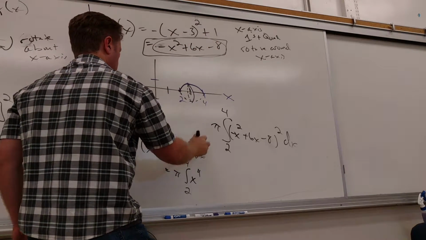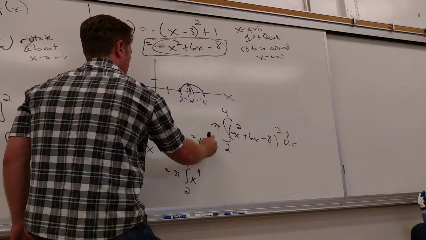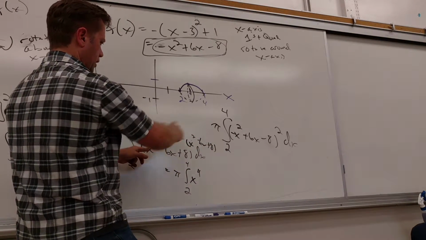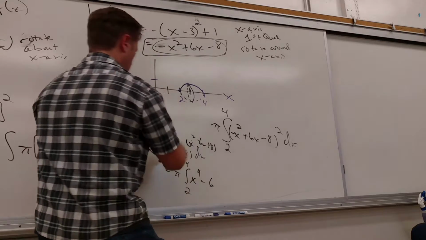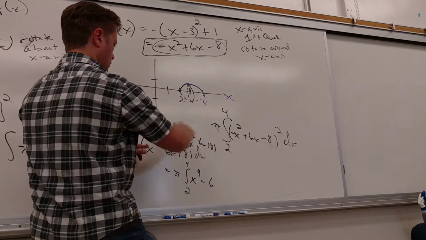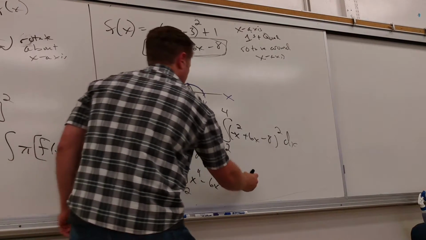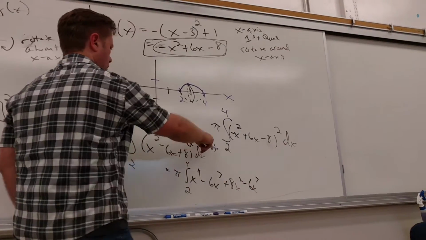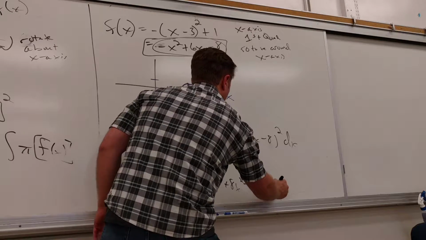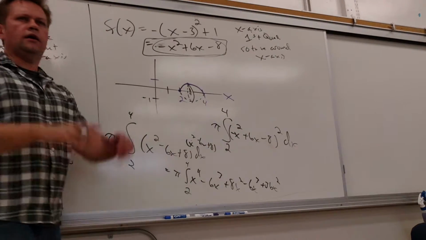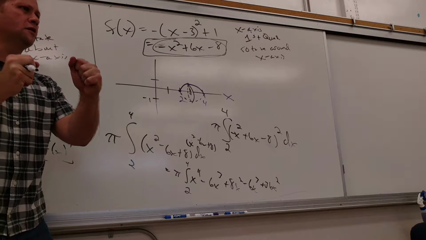Are you going to really try to do all this in your head, Joe? Yeah, I was going to. So x to the fourth minus 6x cubed, sorry, plus 8x squared minus another 6x cubed plus 36x squared minus 48x, and then 8 goes through. Are you guys cool with it?